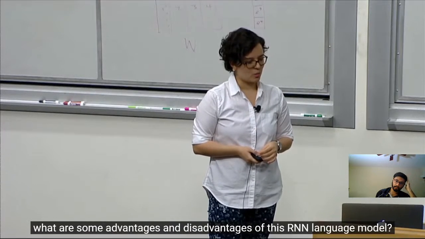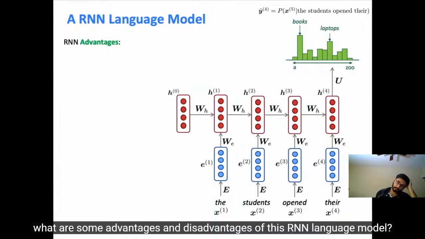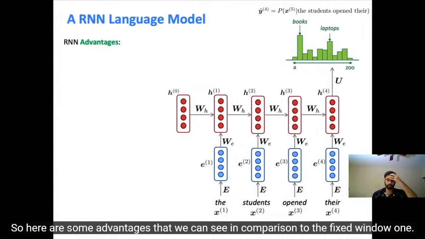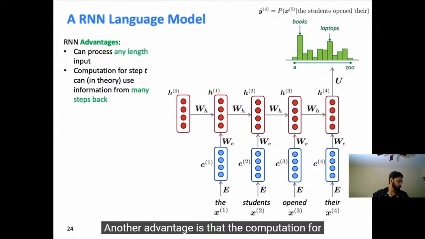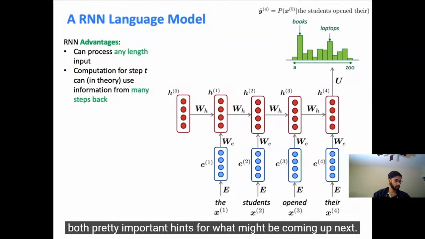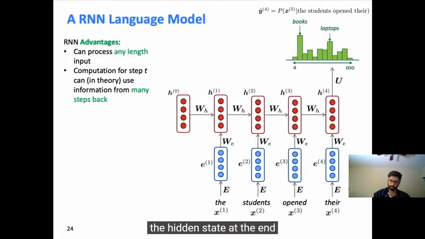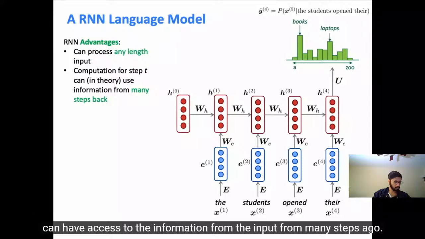So what are some advantages and disadvantages of this RNN language model? So here are some advantages that we can see in comparison to the fixed window one. So an obvious advantage is that this RNN can process any length of input. Another advantage is that the computation for step T can, in theory, use information from many steps back. So in our motivating example, which was as the proctor started the clock, the students opened there, we think that proctor and maybe clock are both pretty important hints for what might be coming up next. So at least in theory, the hidden state at the end can have access to the information from the input from many steps ago.